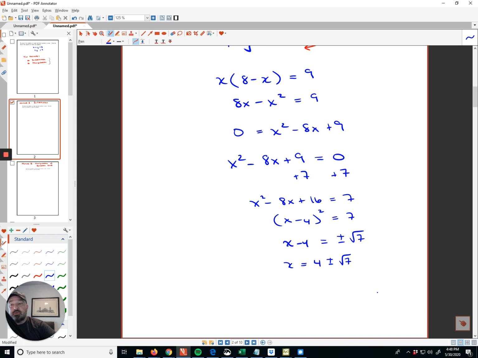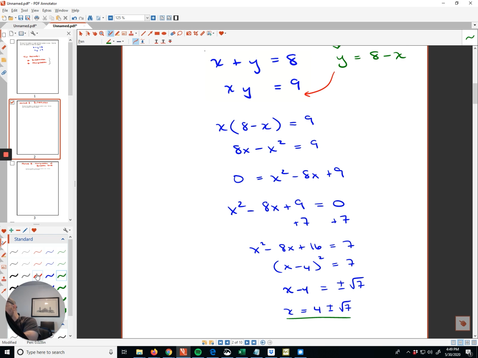The sum of these two numbers certainly is 8. And when we multiply 4 plus the square root of 7 times 4 minus the square root of 7, we do indeed get 9. We can do that through a difference of squares. But we want a sum of squares here. We want x squared plus y squared. And by the way, if x is one of these numbers right here, y is the other. You can verify that by plugging back into our substitution equation up here.